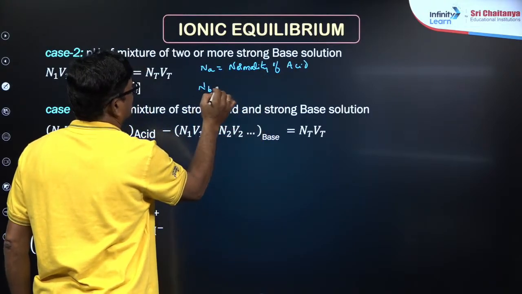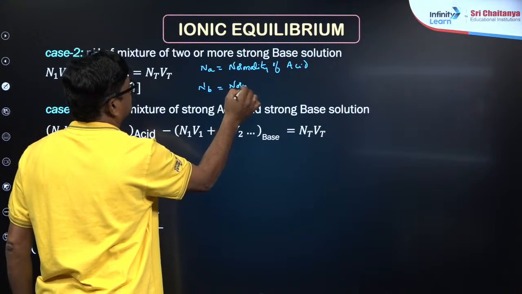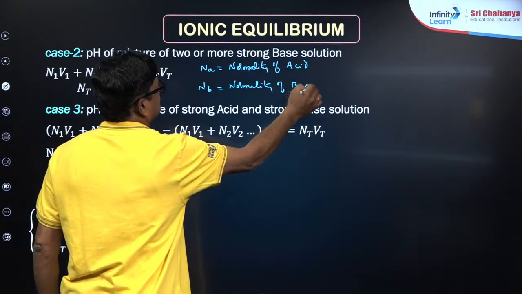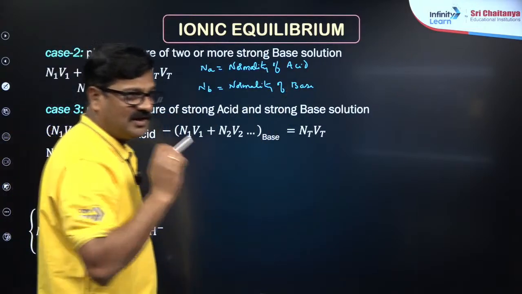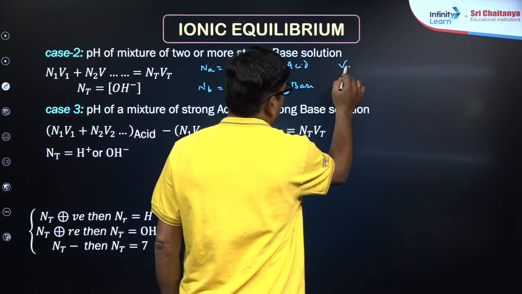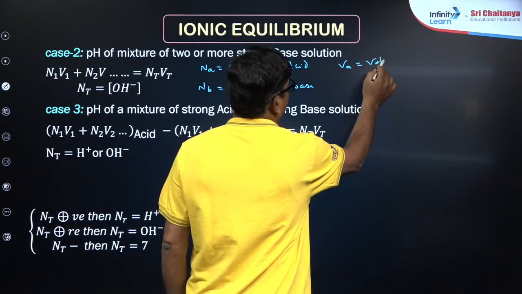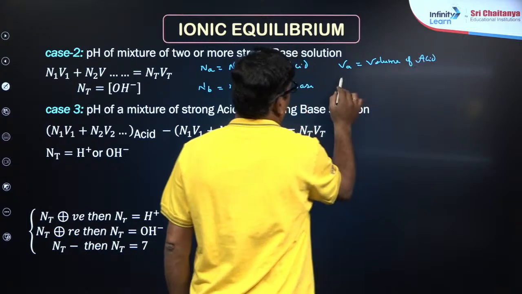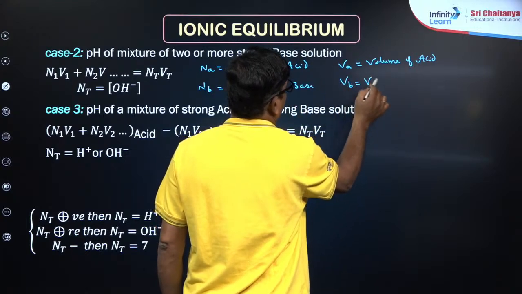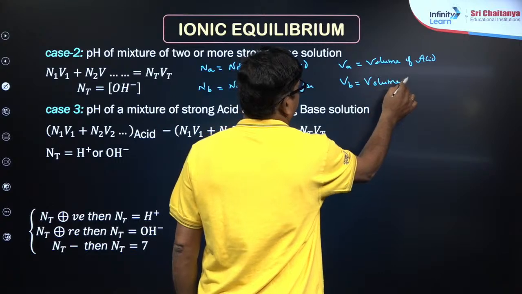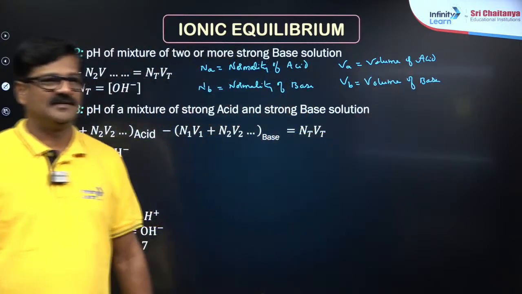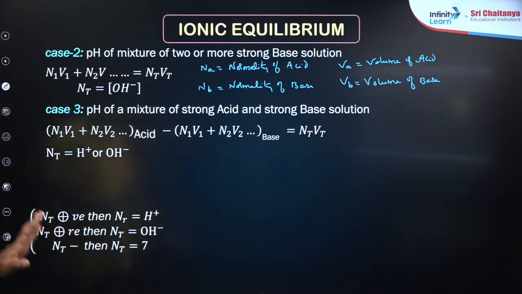NB is said to be normality of base. VA is said to be volume of an acid. And VB is said to be volume of base. So there are three cases.